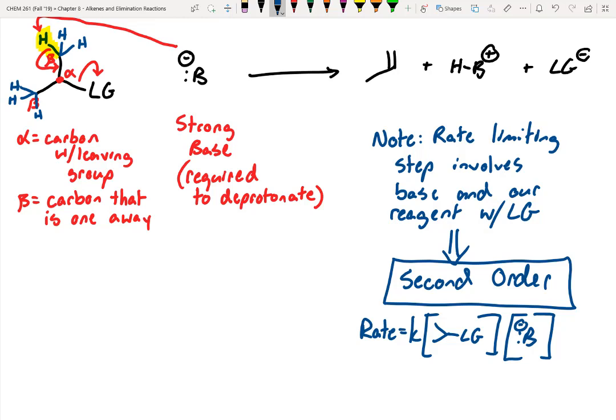Just like with an SN2 reaction, we can name this, and this is called an E2 reaction. So if we look at the E stands for elimination, and the 2 stands for second order.